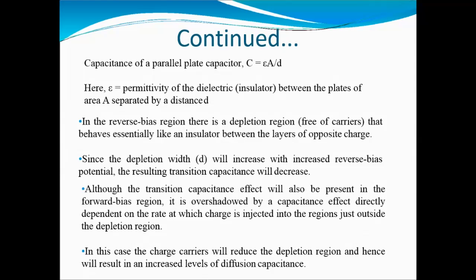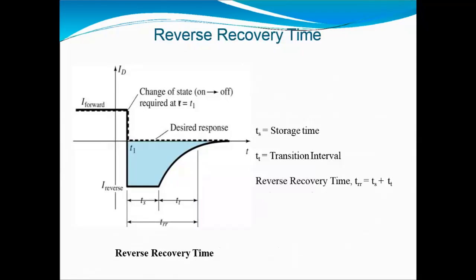Although the transition capacitance effect will also be present in the forward bias region, it is overshadowed by a capacitance effect directly dependent on the rate at which charge is injected into the regions just outside the depletion region. So in this case, the charge carriers will reduce the depletion region and hence result in increased levels of diffusion capacitance.